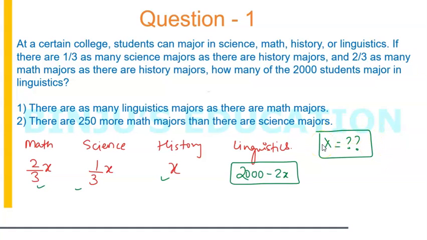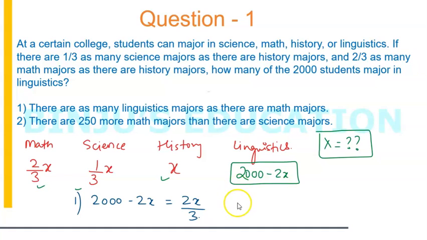Whichever of the 2 statements, 1 or 2 or probably combining both of them, gives us the value of x, that will be our answer. Statement number 1 says there are as many linguistics majors as there are maths majors. So 2000 minus 2x will be equal to 2x by 3. We don't have to solve this. The point is, can we calculate the value of x from here or not?